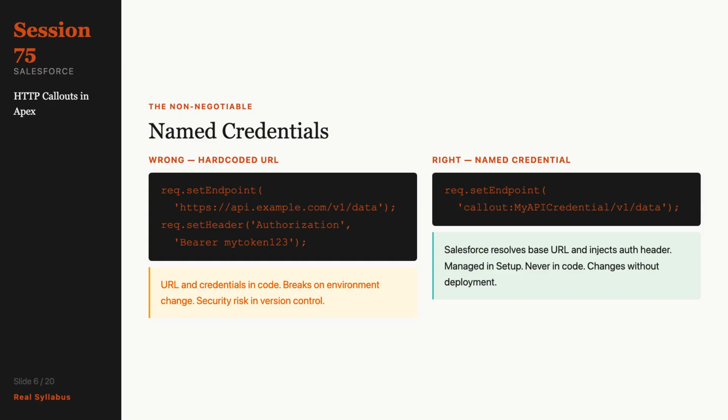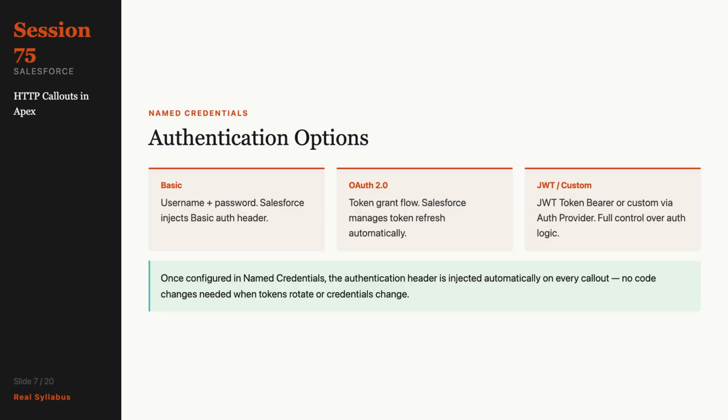Authentication options in named credentials: no authentication, basic, username plus password, OAuth 2.0, JWT token, AWS Signature Version 4, and custom authentication via auth providers. For most modern REST APIs, OAuth 2.0 or JWT token covers the requirement. Once configured in the named credential, the token refresh and header injection are managed by Salesforce.